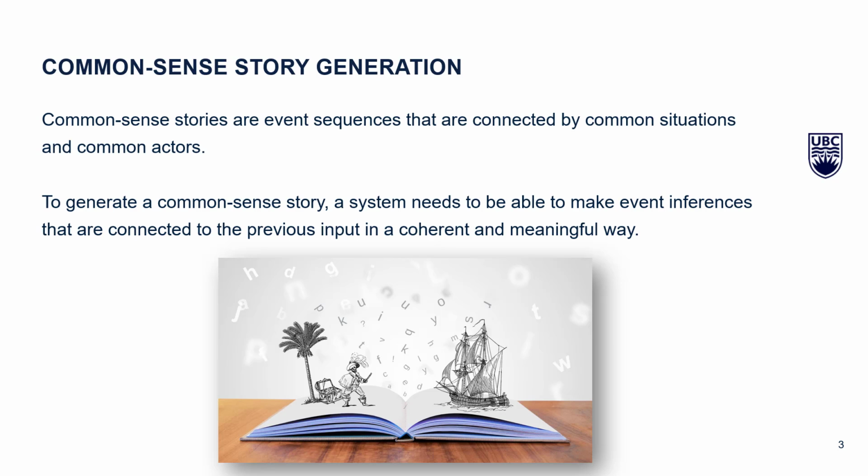Commonsense stories are event sequences that are connected by common situations and common actors. To generate a commonsense story, a system needs to be able to make event inferences that are connected to the previous input in a coherent and meaningful way.